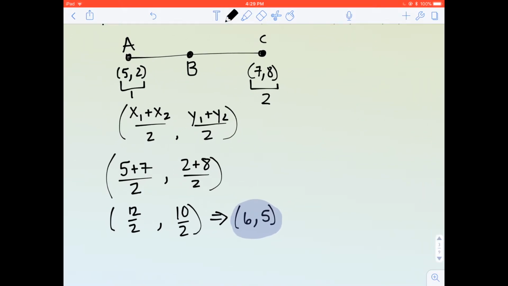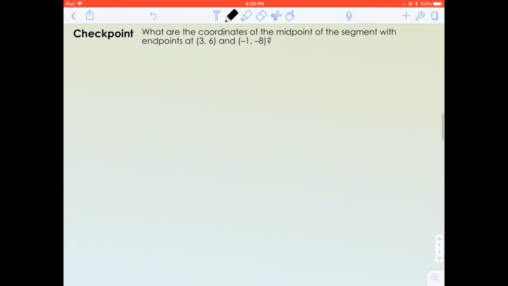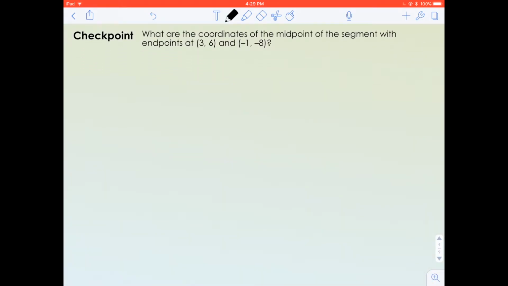All right, make sure you understand that, and then pause the video and try the checkpoint on the next page. Once you have your answer, come back and watch the video.